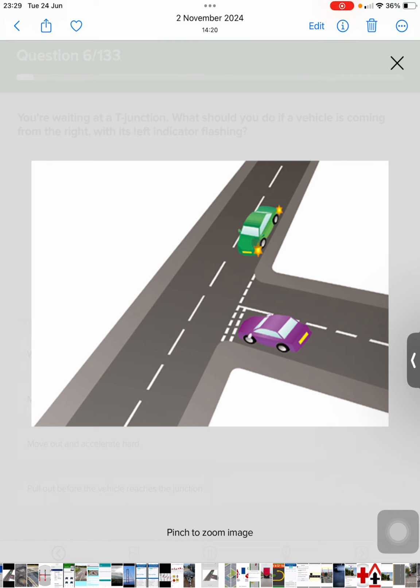If you signal before you reach the junction, it means you're turning left. So when should you signal? You should signal as you are passing the junction or after the junction. So as you're passing or just after the junction.